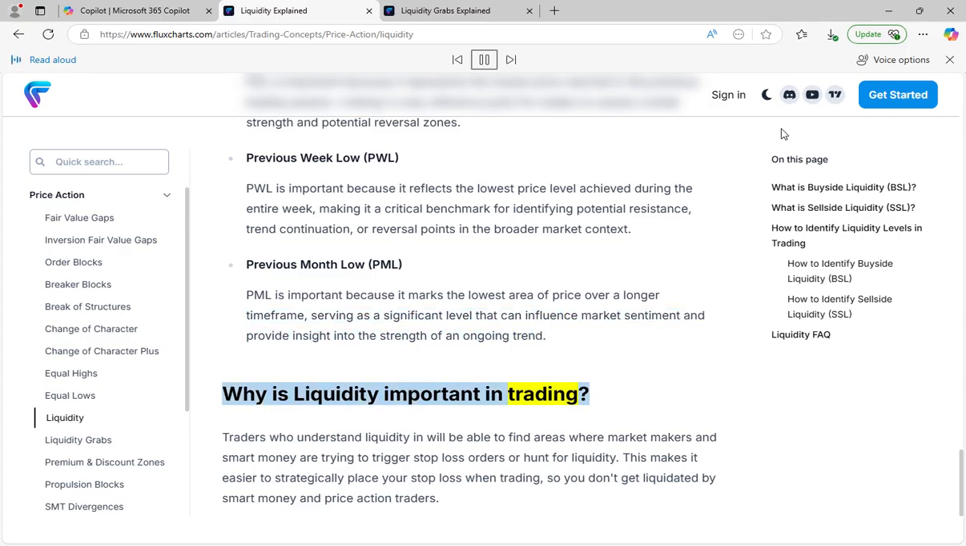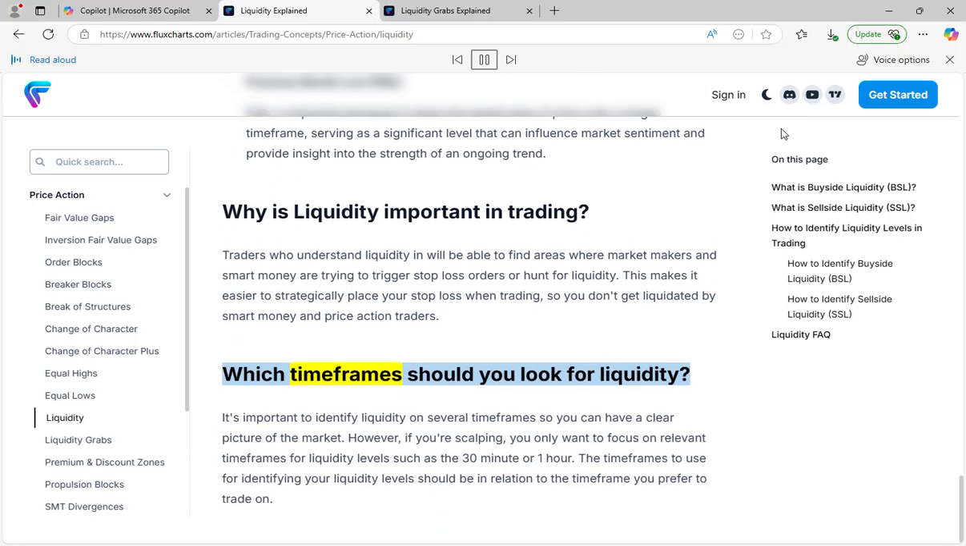Why is liquidity important in trading? Traders who understand liquidity will be able to find areas where market makers and smart money are trying to trigger stop loss orders or hunt for liquidity. This makes it easier to strategically place your stop loss when trading, so you don't get liquidated by smart money and price action traders.